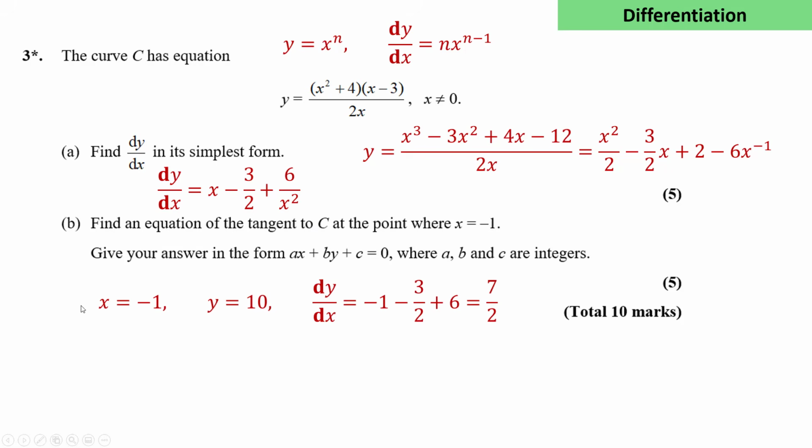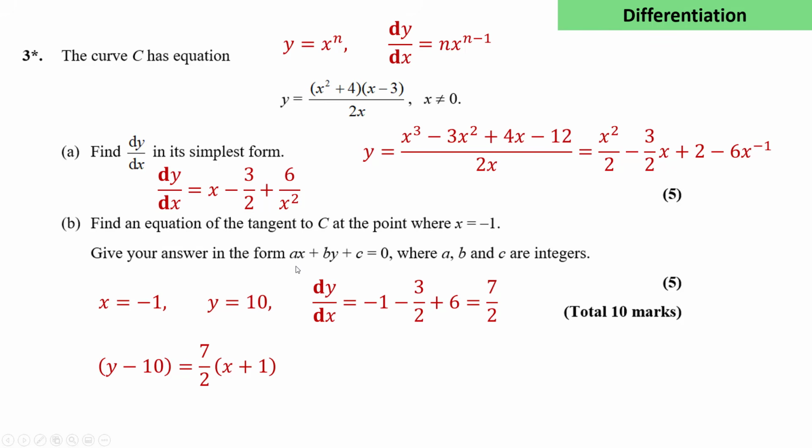So we substitute minus 1 into the original equation to get the corresponding value for y. That's y equals 10. We substitute minus 1 into the derivative to find that dy by dx is 7 over 2. So the gradient of the tangent will be 7 over 2, and the tangent will pass through the point minus 1, 10. The simplest form of the equation will be y minus 10 equals 7 over 2 times x plus 1.